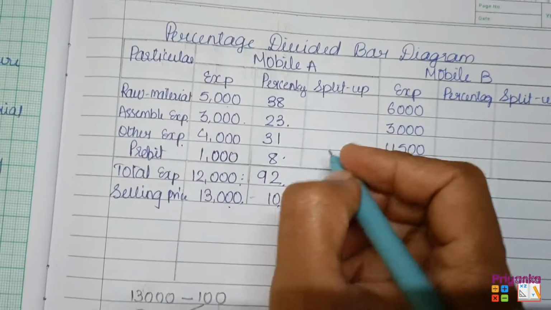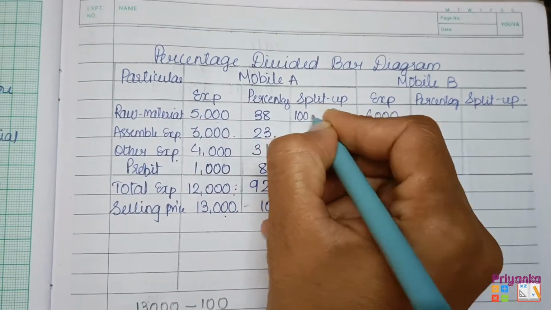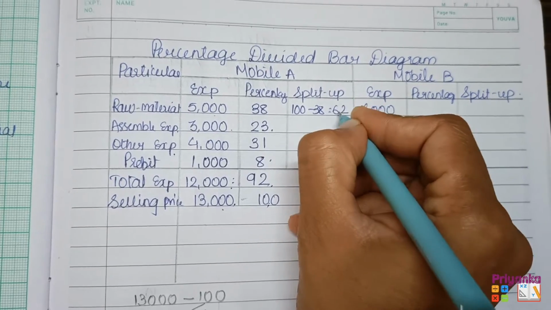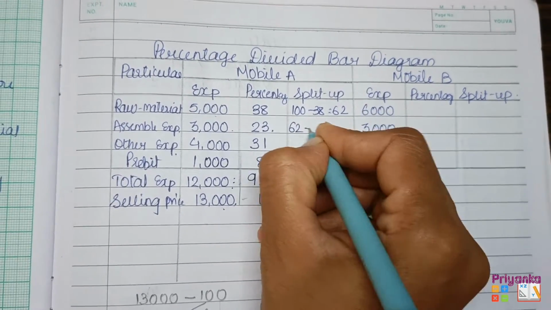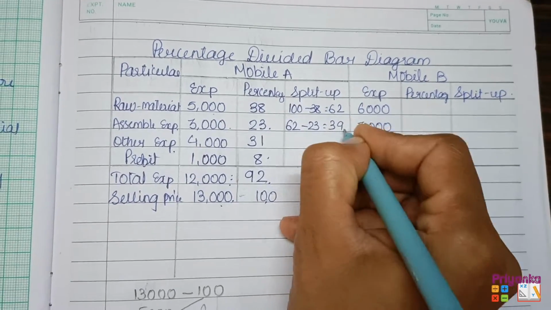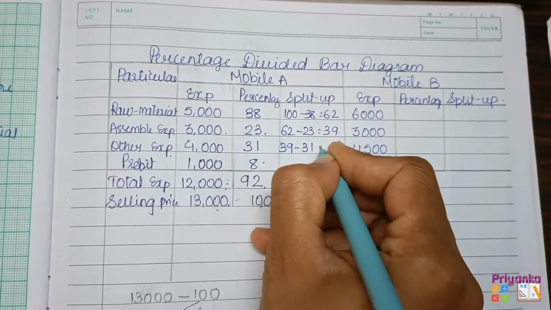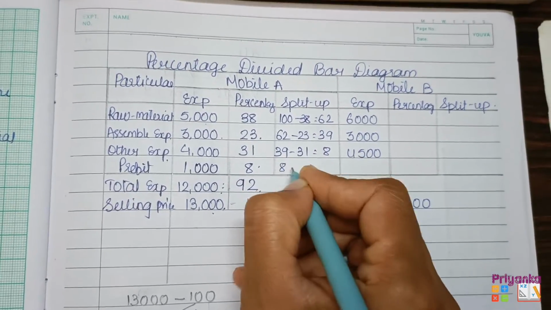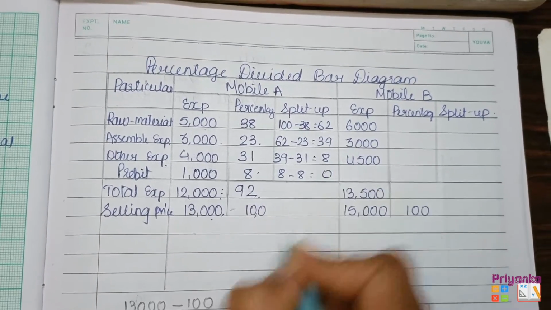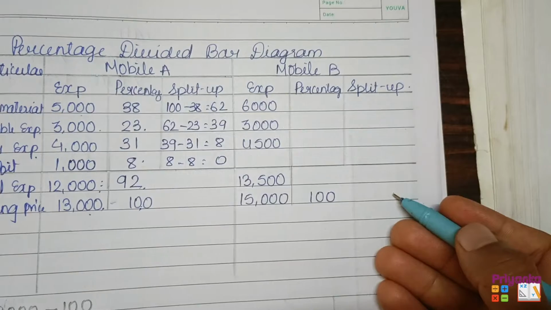Here we have the next step to split up, that is 100 minus 38. You will get the answer 62. Take this 62 in the next line, minus 23. You will get 39. Back again, take 39 down, minus 31, you will get 8. Here back again 8 minus 8 of profit, you will get 0. In the same way, continue with the next for the mobile B.